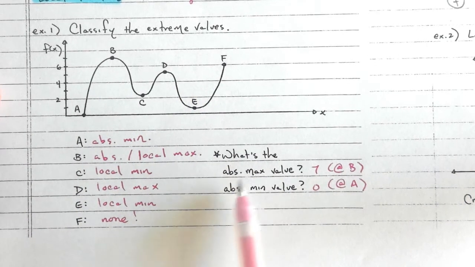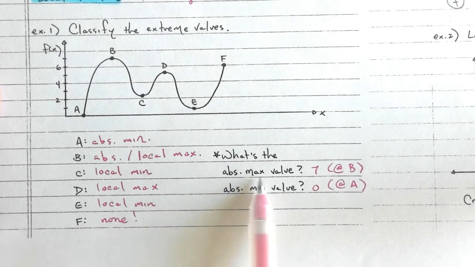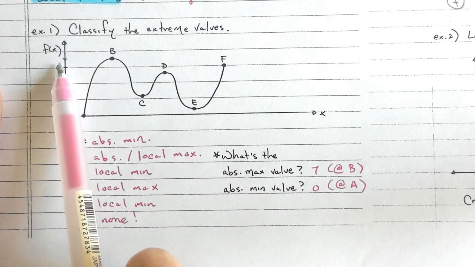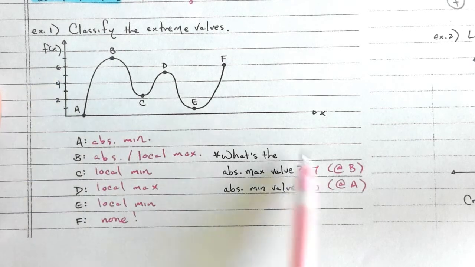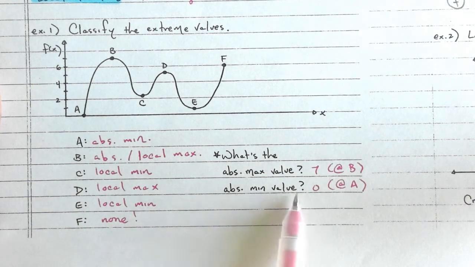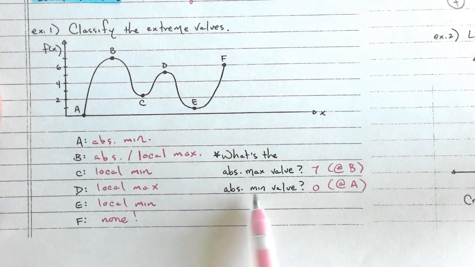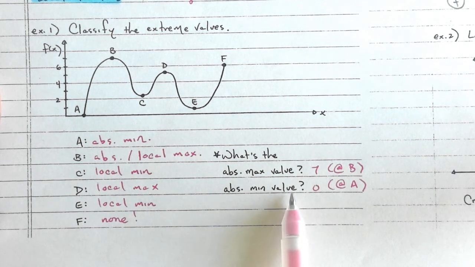Okay, what is the absolute max value itself? The absolute maximum value is where the highest y value is, and the highest y value is 7 at point B. Okay, what about the minimum, absolute minimum value? So the absolute minimum y value is y equals 0. So 0 is the minimum y value, the minimum value, technically.